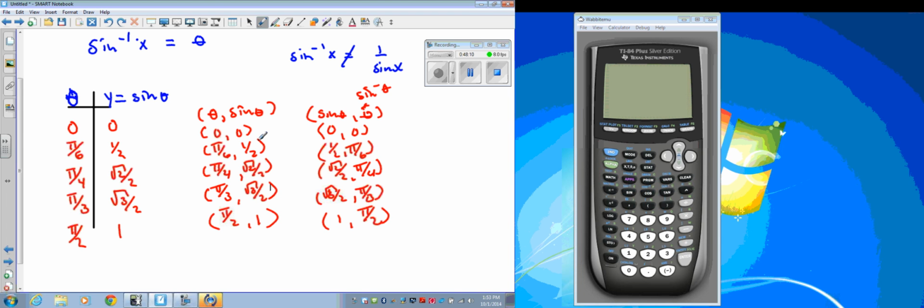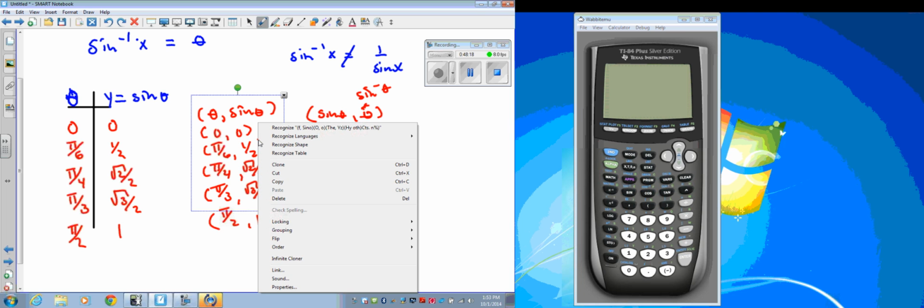This imaginary number. Sine, cosine, tangent.